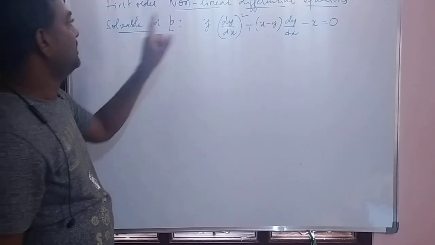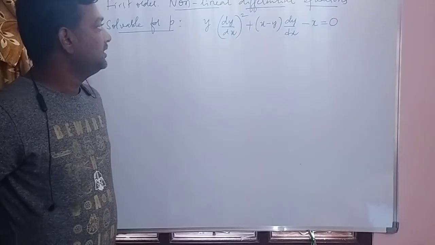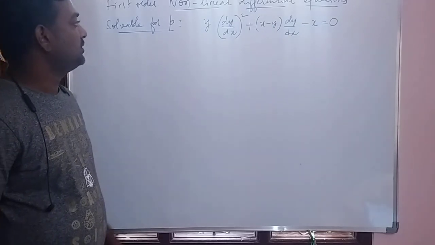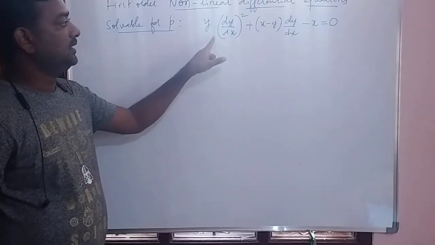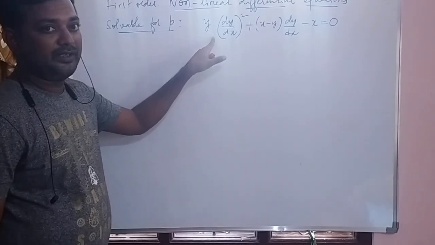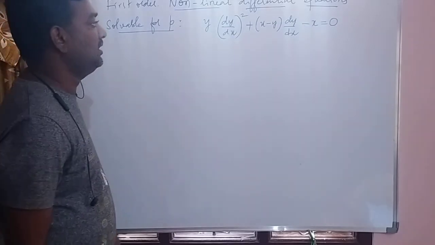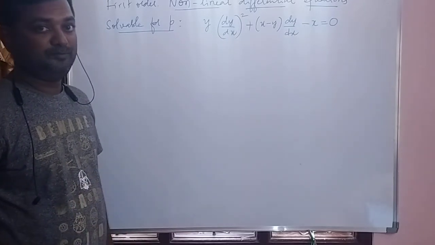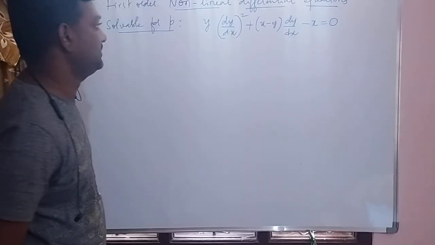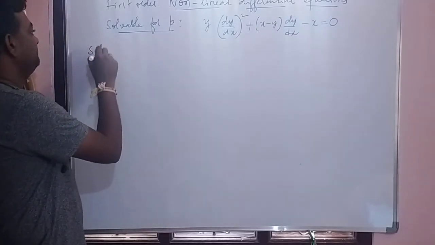Okay. So now first we have to solve for p. We have three types of example: solvable for p, solvable for y, solvable for x. So for solvable for p, the given differential equation must be a quadratic equation in dy by dx, or cubic equation in dy by dx, or quadratic equation in p. P means dy by dx. So let us solve this example. It's a very easy one. The solution part.